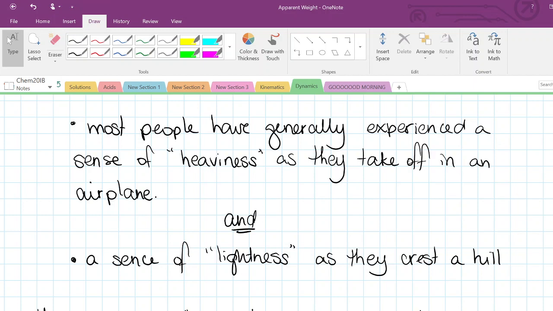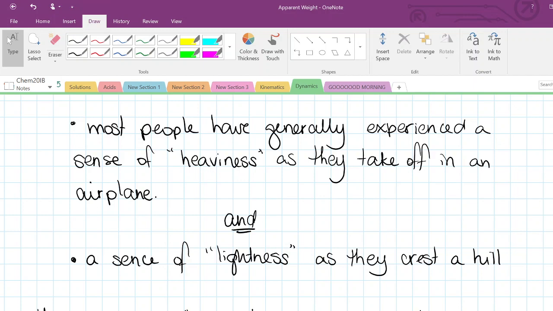So if we were to have a scale on the seat of our airplane as we're about to take off, what you would notice is that your scale initially would be reading, let's say, 550 newtons. And then as the airplane starts to take off, the scale would start to spike. It would go to 700 newtons, 800 newtons. And then eventually, once you start moving at the same rate as the airplane, it would come back to 550 newtons.